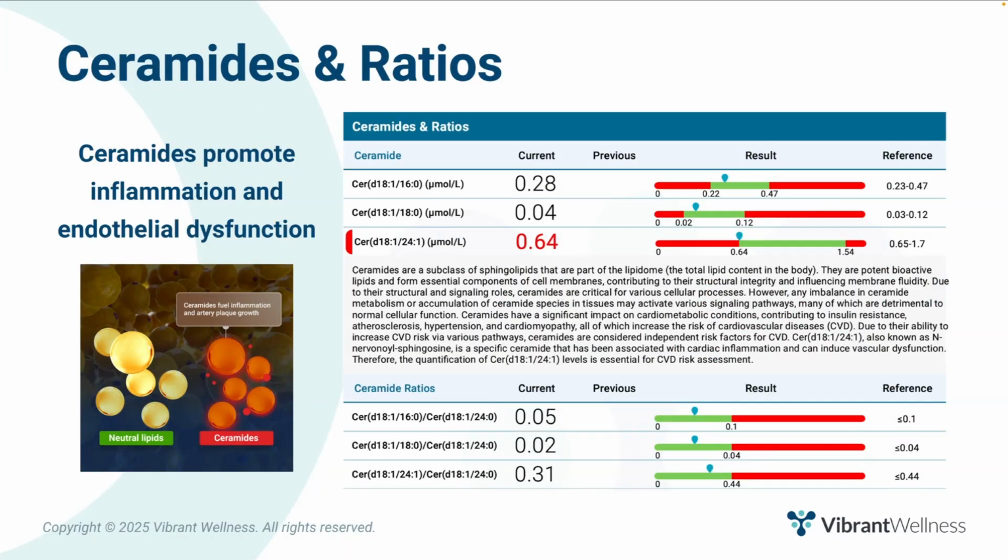Testing for ceramides and ratios focuses on lipid molecules involved in cell signaling, apoptosis, and inflammation. In general, elevated ceramides promote inflammation and endothelial dysfunction, which contributes to the development of atherosclerosis and cardiovascular disease.